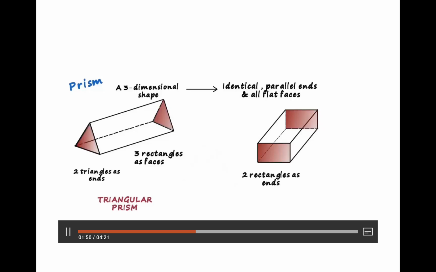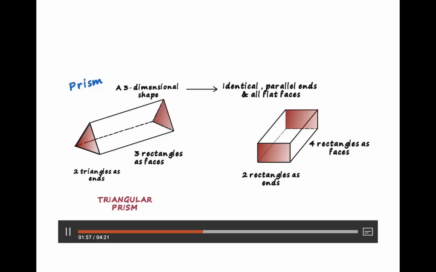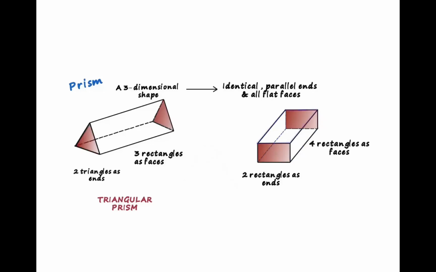Of course this is a rectangular prism because the ends are rectangles, right? This end and this end are rectangles, and other surfaces are rectangular faces. Of course you are able to see here, other surfaces are rectangular. So this is a rectangular prism. I hope you have some idea now.